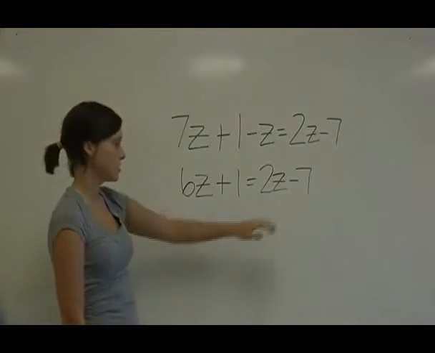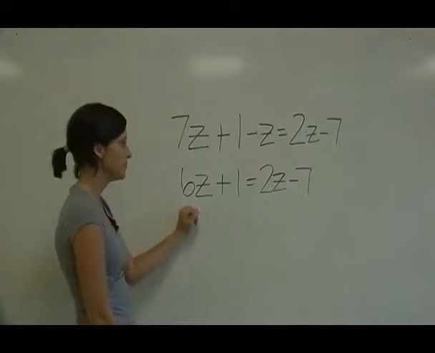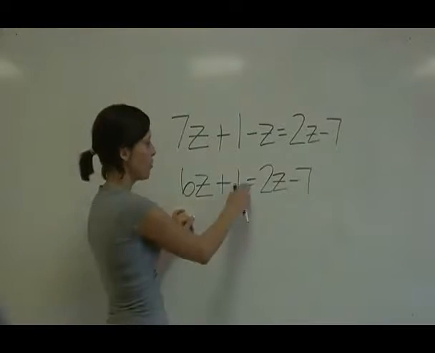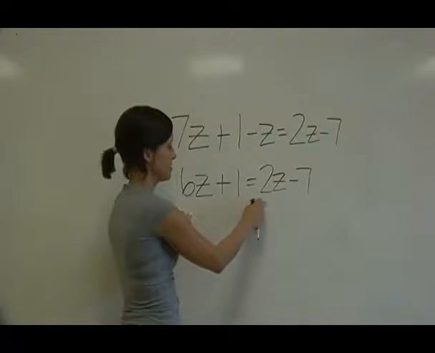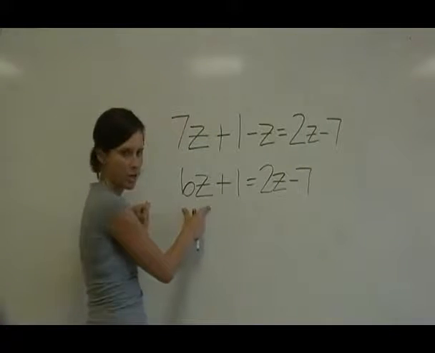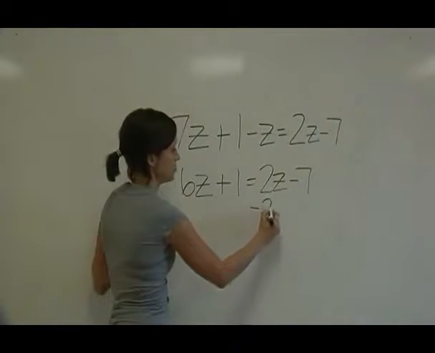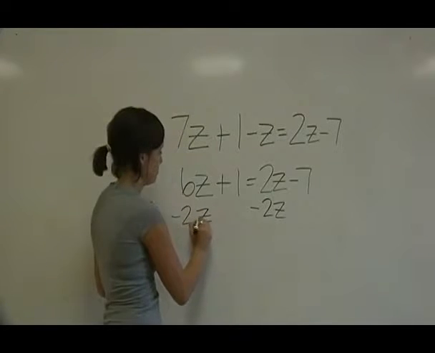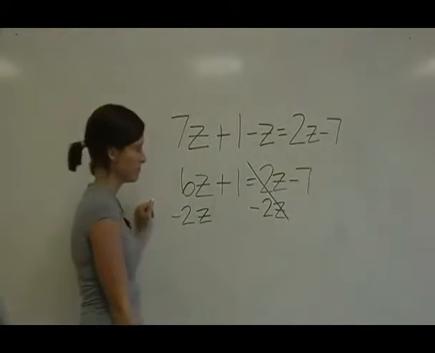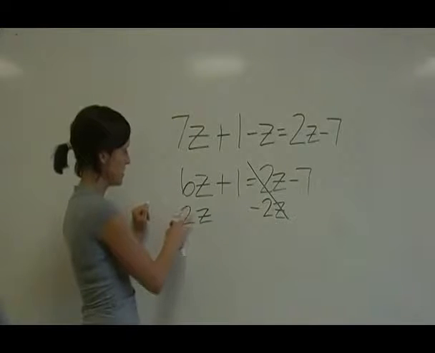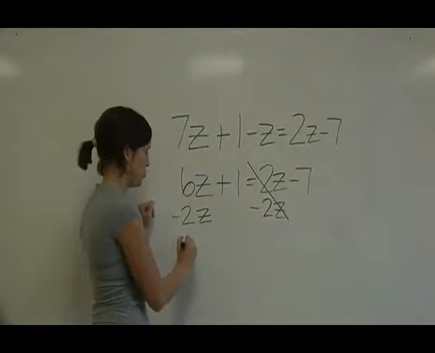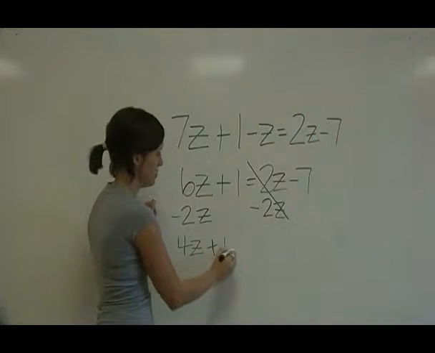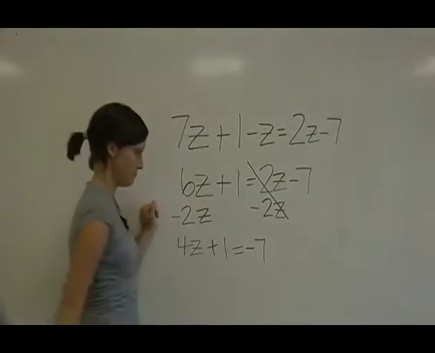Okay, so now we're going to take our variable and bring it to the left side. If we're taking it from one side of the equation to the other, we're going to do the opposite of what the sign is here. So we're adding it here. To bring it over here, we're going to subtract it. So you subtract 2z from both sides of the equation. Okay, here it cancels out. Here we get 6z minus a 2z, which is 4z. Okay, and then we have plus 1 equals minus 7.